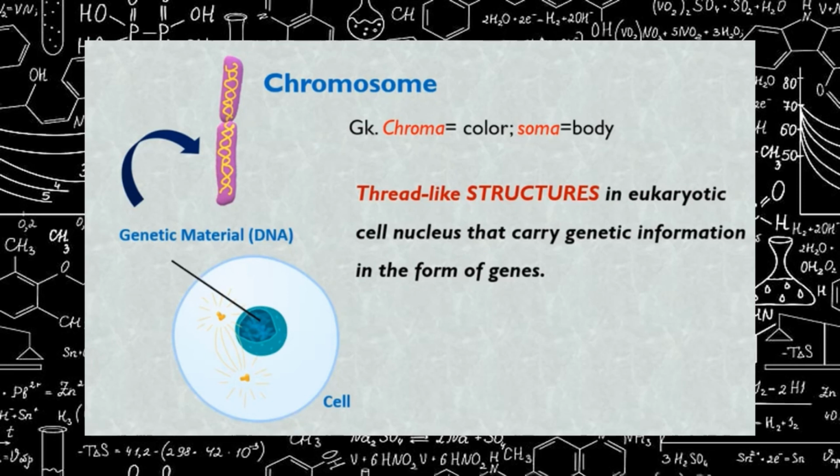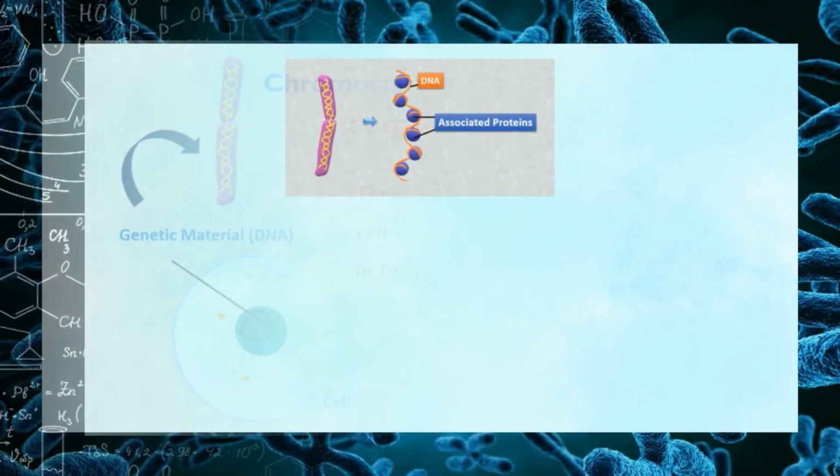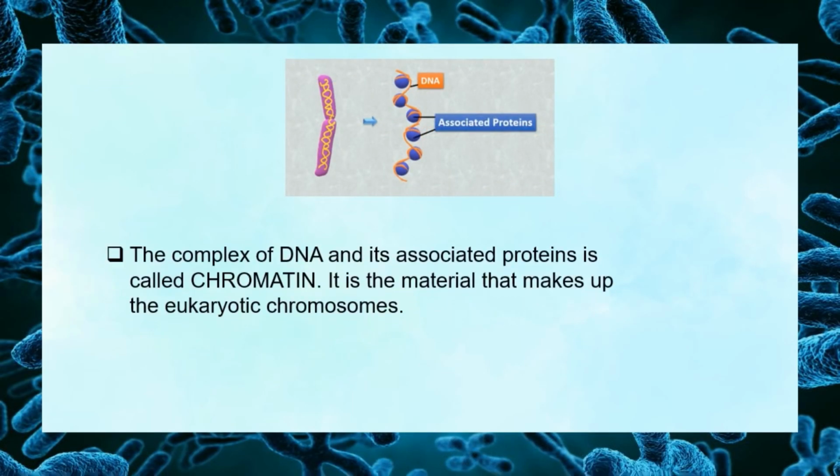In Greek, chroma means color and soma means body. A chromosome can be defined as a thread-like structure in the eukaryotic cell's nucleus that carries genetic information in the form of genes. The complex of DNA and its associated protein is called chromatin. It is the material that makes up the eukaryotic chromosome.